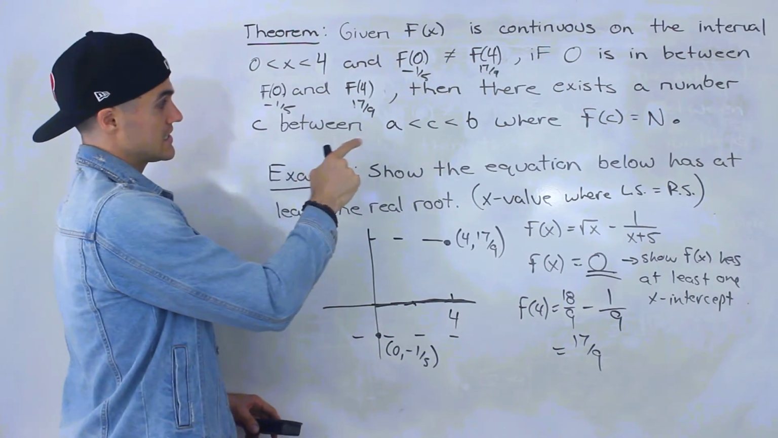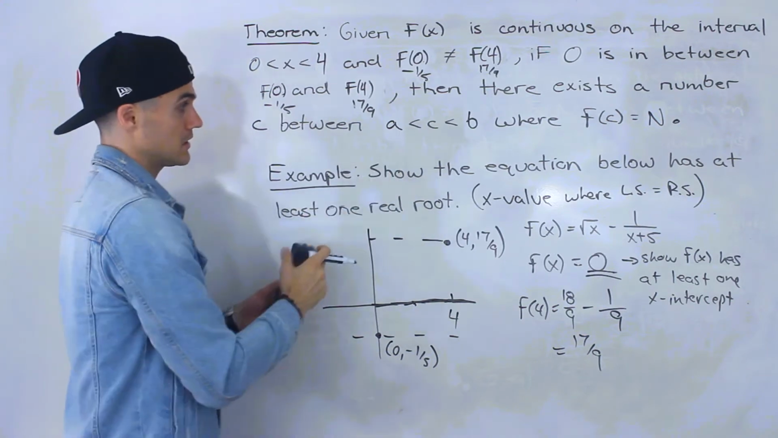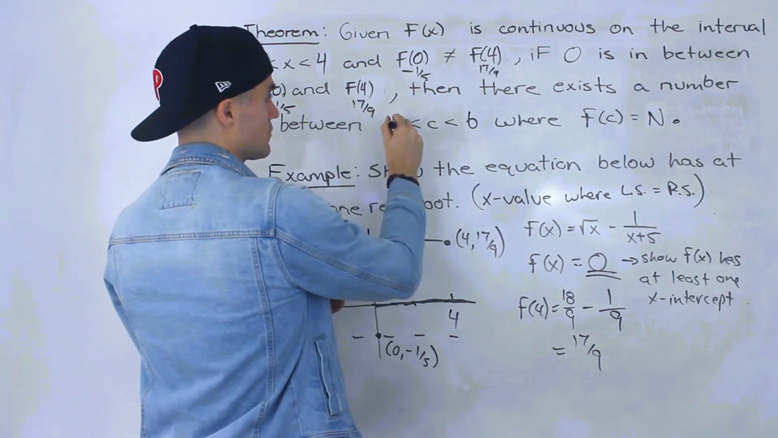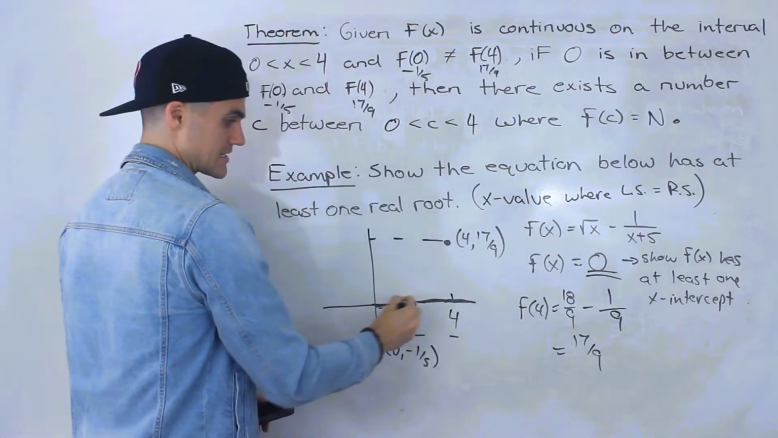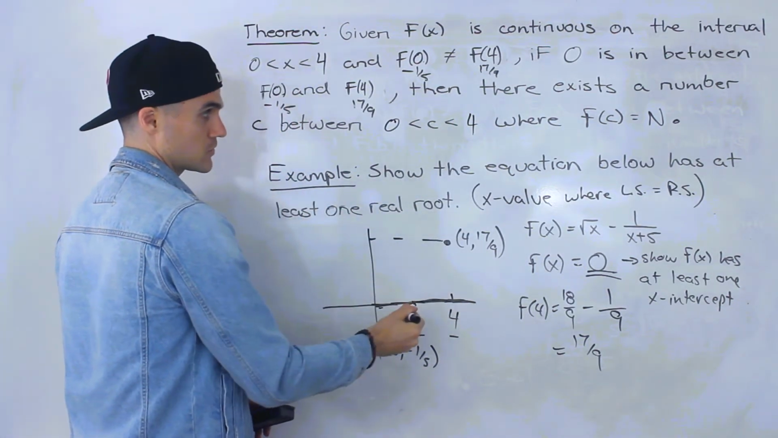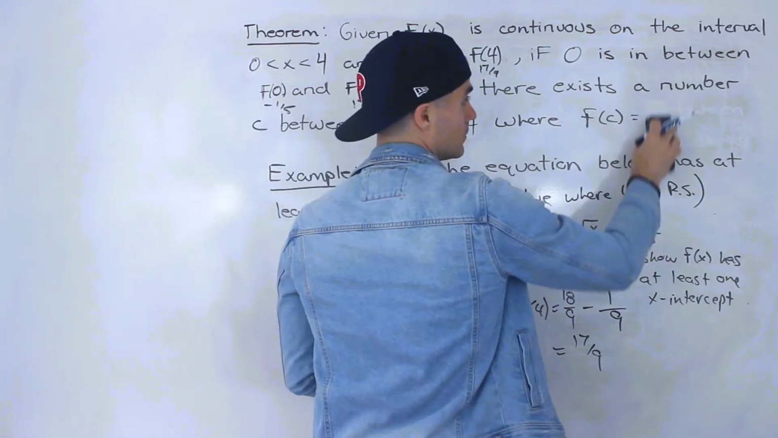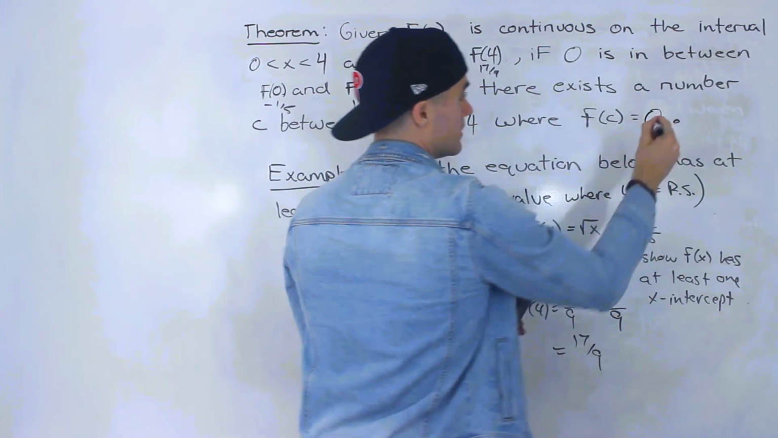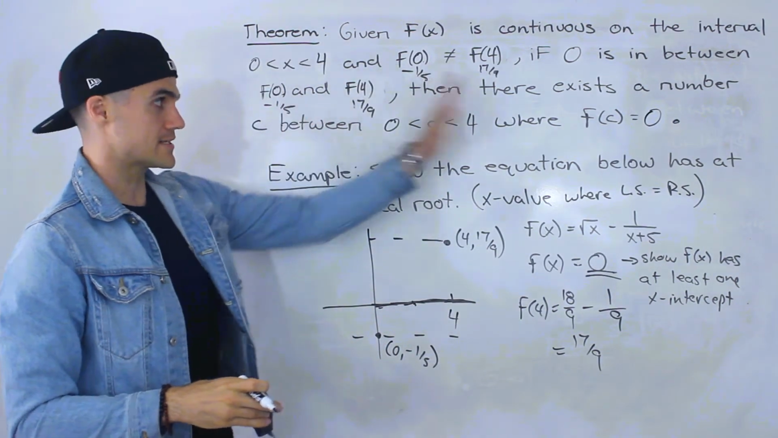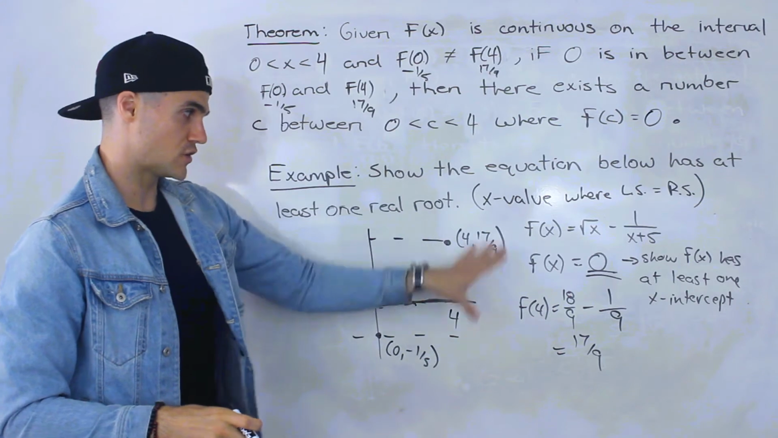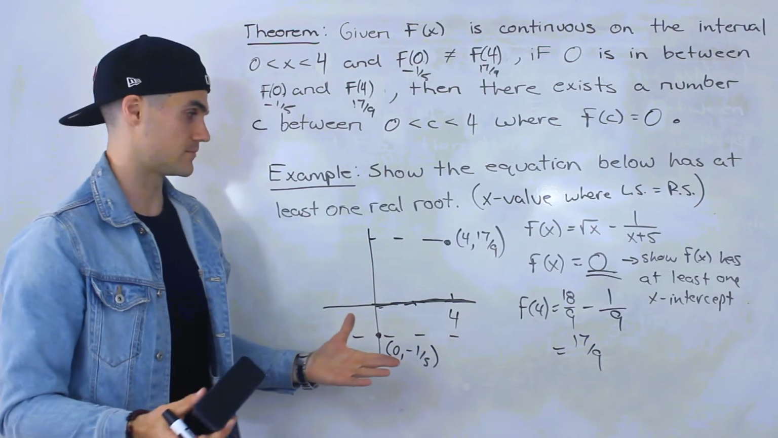Then there's going to exist a number c in between a and b. So in between 0 and 4, there's going to be some kind of c value or some kind of x value in between these, where f of c is going to equal n, and the n value in this case is 0. And if you write out this sentence here, after you've shown all this work, then you are done with the question.